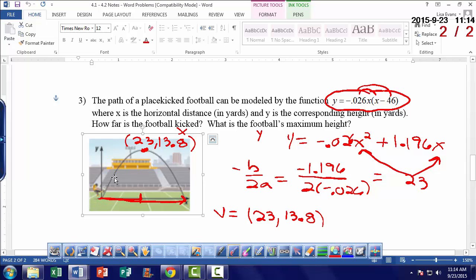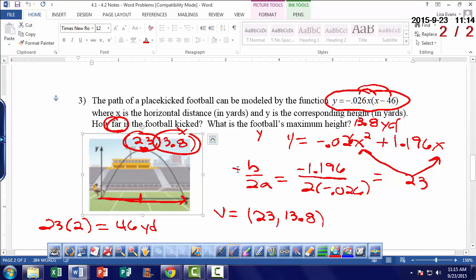So we take the football, we kick it horizontally this far. So what do we need to do to our x to get how far it's kicked? We need to double it. So we're going to go ahead and multiply 23 by 2. So we get 46 yards. That is how far it is kicked. Now what's the maximum height? The maximum height is our 13.8. We don't need to do anything to that because that's as high as it's going to go. That's our vertex. So this answer would be 13.8 yards.